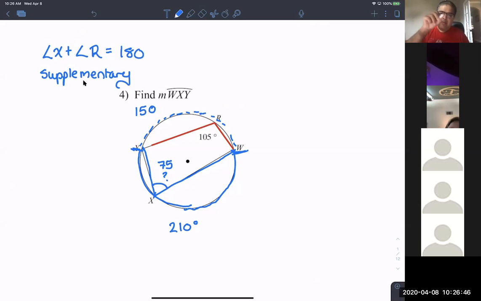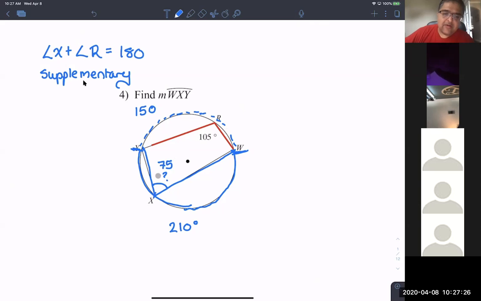If you have an inscribed polygon, that means all the vertices are on the circle. Opposite angles are supplementary. So like if you see here, R and X are opposite angles, and they are supplementary. Well, W and Y are also opposite angles, so they will also be supplementary. That means they add up to 180. Okay, and that's one of your theorems, that in an inscribed quadrilateral, opposite angles are supplementary.